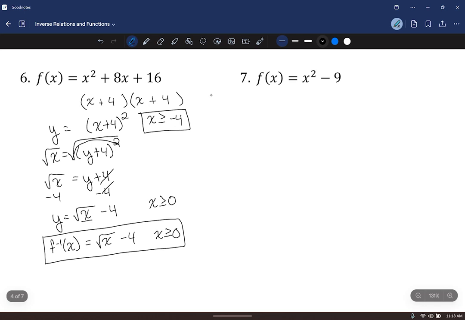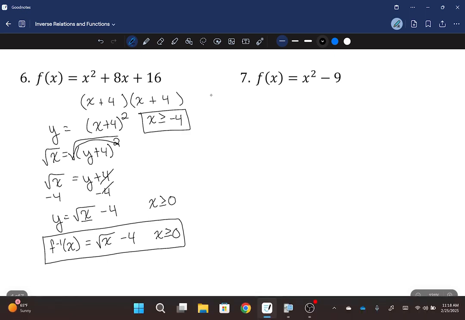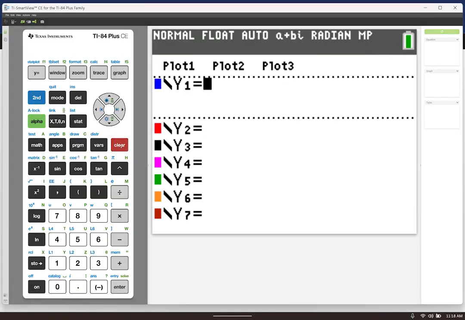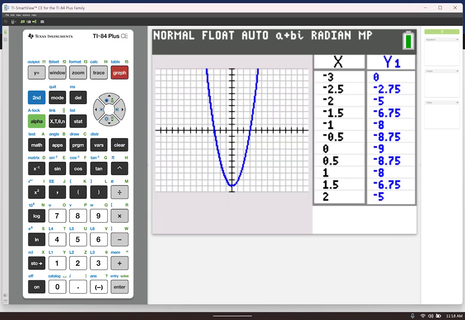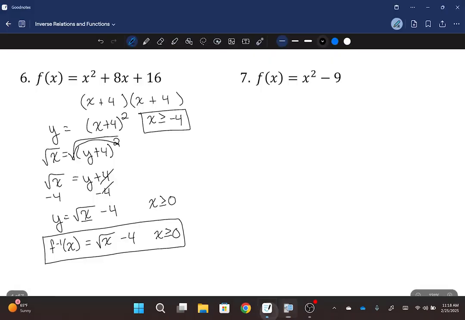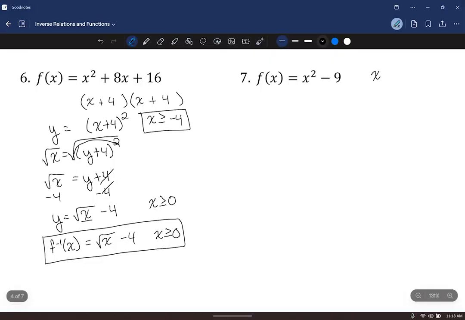All right, so let's go ahead and think about restrictions on number 7. So if I graph x squared minus 9, all right, I can see that right here, that's 0, where it starts, it turns and goes back. So I want all of my x values to be greater than or equal to 0 so that I just have this right-hand side. So we will restrict the domain of our original to be x has to be greater than or equal to 0.